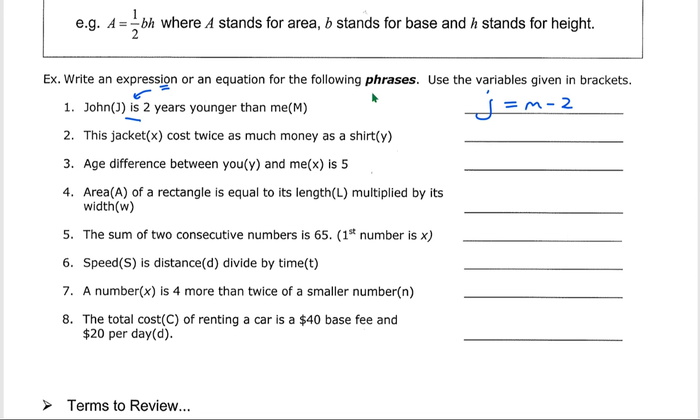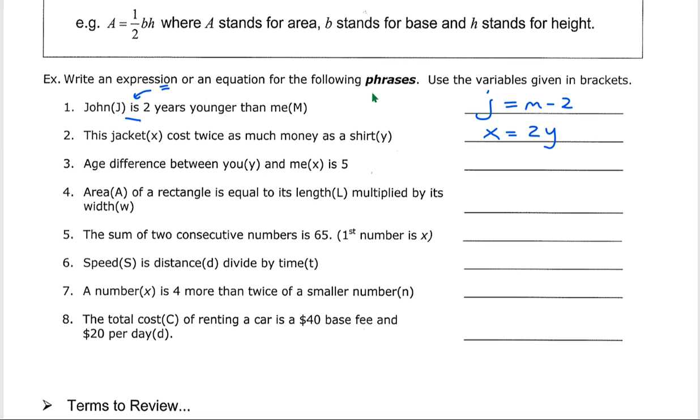This jacket, we'll call it X, costs twice as much money as a shirt, which we'll call Y. So X is going to be the cost of the jacket, costs twice as much. So the cost of the jacket equals twice as much money as the cost of a shirt. So that would be 2 times the cost of the shirt. And we're not going to use times because it looks like X. You can just go 2Y.